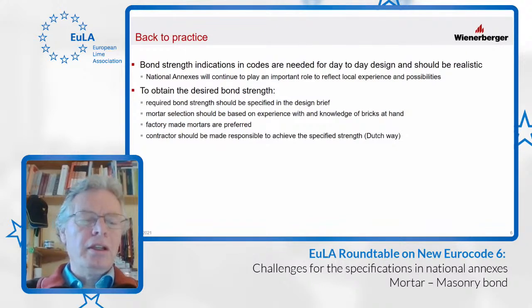Of course, in those cases, to have repeatability and consistency of work, factory-made mortars are preferred. And what is the Dutch way to really make sure that the bond strength is achieved? We have made the constructor responsible to achieve the specified strengths. So in the end, when there is a problem, he is the one who shall correct it, and he is the one that should hire a masonry crew or a subcontractor with real workmanship to achieve the good bond strengths that are needed for the project at hand.